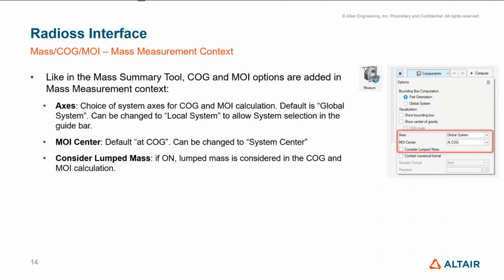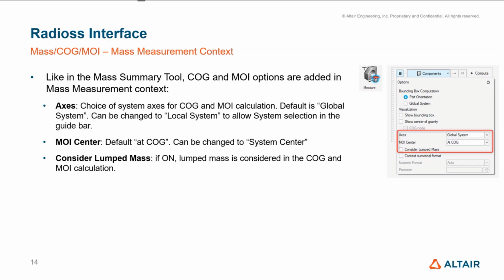So now here in the mass measurement context, the first is the choice of the axis of the coordinate system in which the COG and the MY values will be calculated. Per default, it is the global system, but you can have a local system selection. The MY center also can be changed to system center. Per default, it's at the center of gravity.